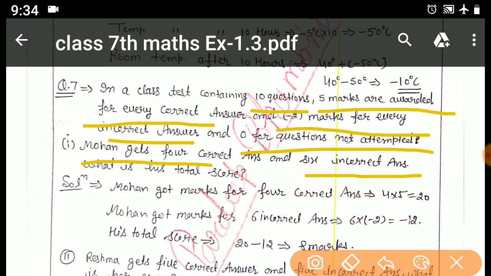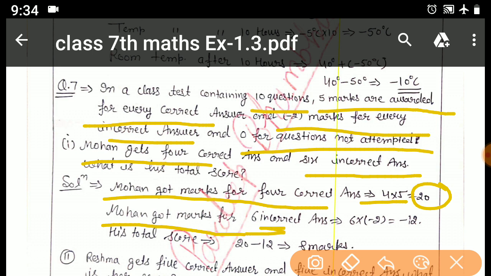So Mohan got marks for 4 correct answers. There are 5 marks for 1 correct answer, and for 4 correct answers we will multiply 4 by 5. This will give us 20 marks. Mohan got marks for 6 incorrect answers. There is minus 2 for 1 incorrect answer, and for 6 we will multiply minus 2 by 6. This will give us minus 12, and his total score is 20 minus 12, 8 marks.